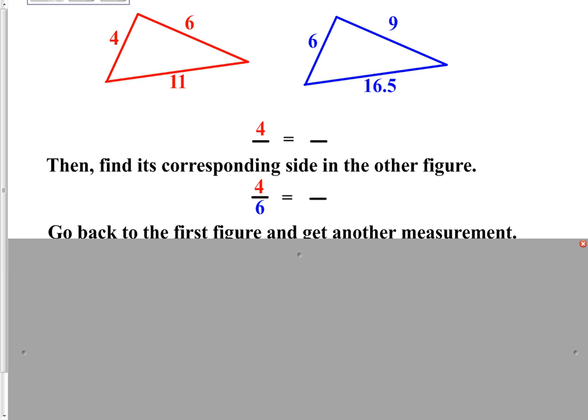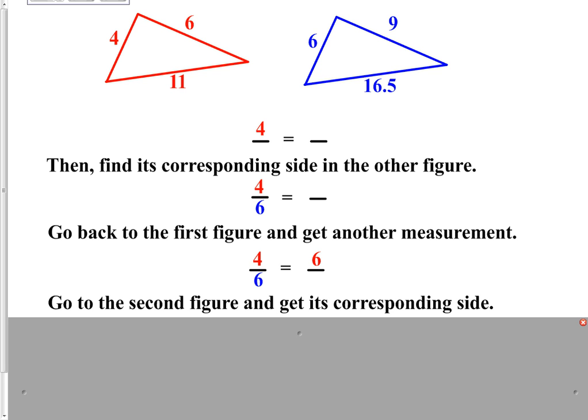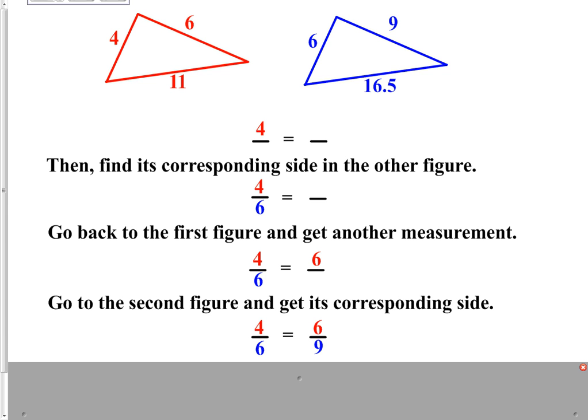Now, following the pattern, we will go back to the first figure and get another measurement. What do you think my next measurement's going to be? Well, I've already got the smallest value from the figure on the left, so now I'm going to get the medium-sized side length from the figure on the left, which happens to be the 6. Now I just need to figure out what that corresponds to on the right. The medium length on the left corresponds to the medium length on the figure on the right. That will be the 9.